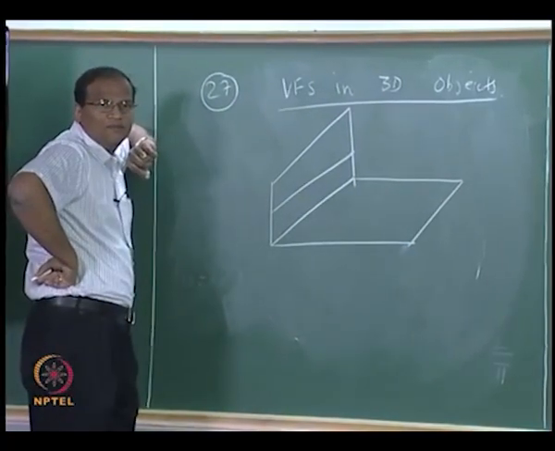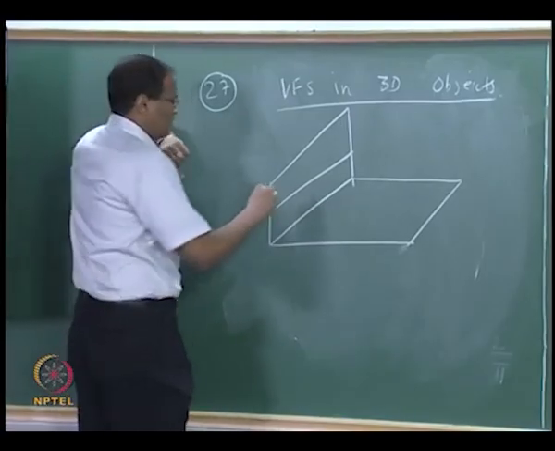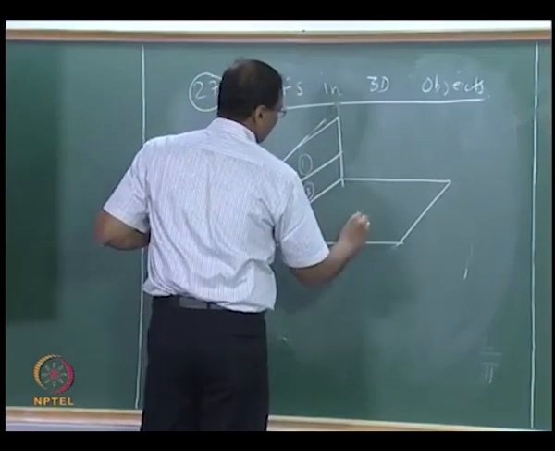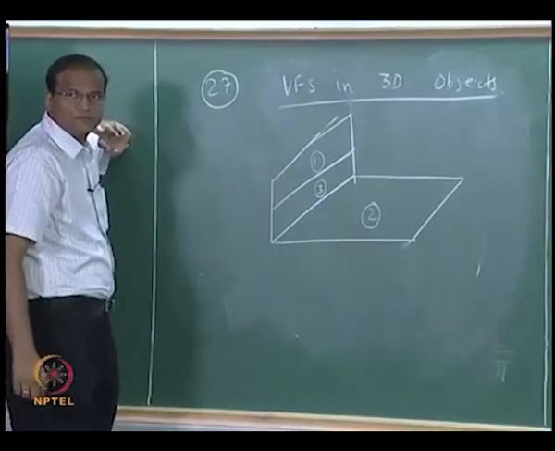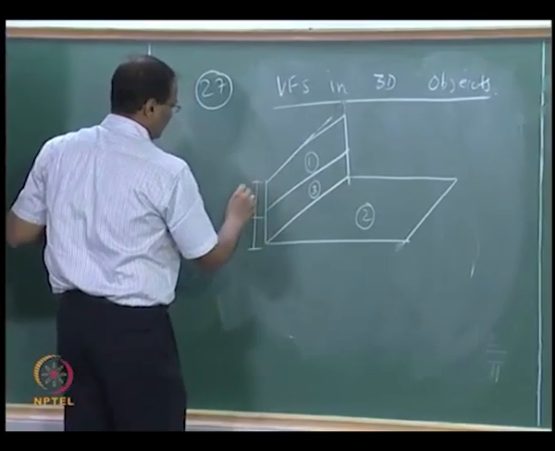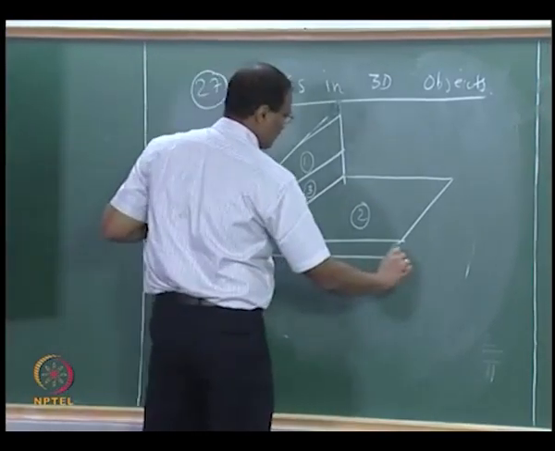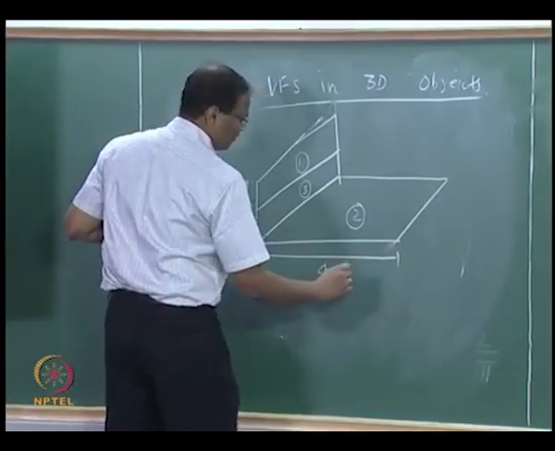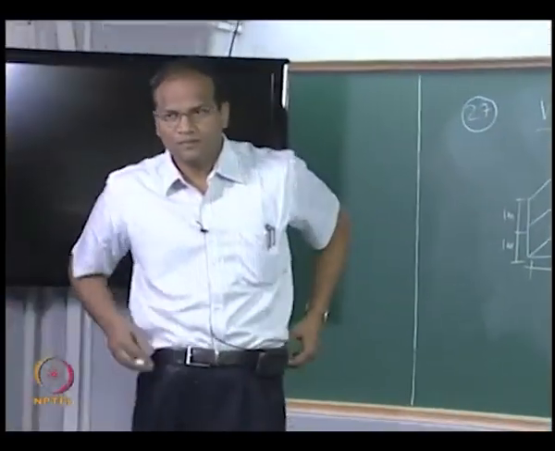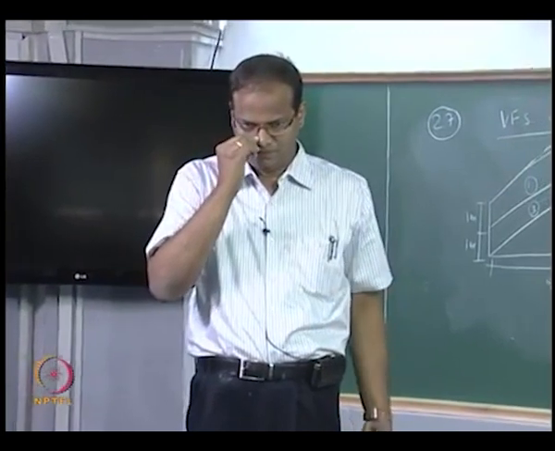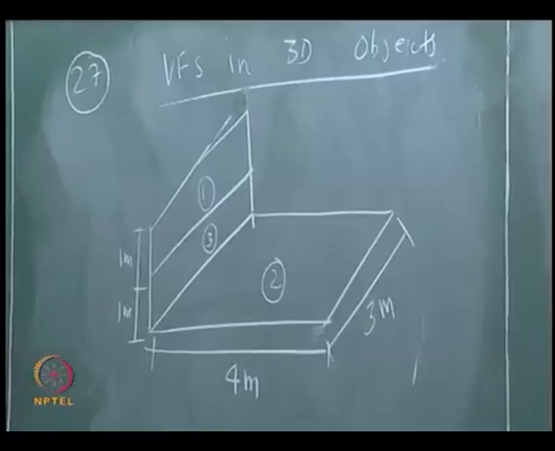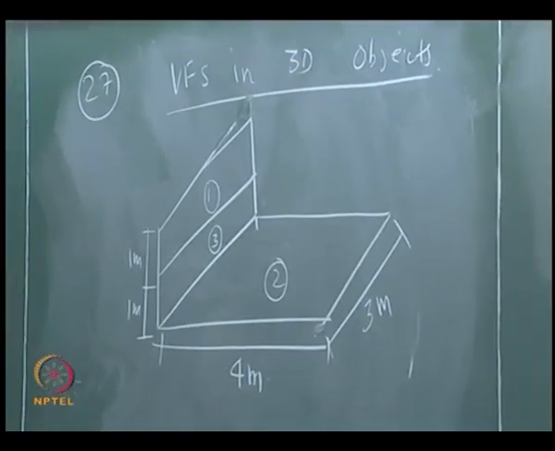Let us consider two perpendicular rectangles. This is 1, this is 3, this is 2. 1 meter, 1 meter. Are all the dimensions given? Get F12.